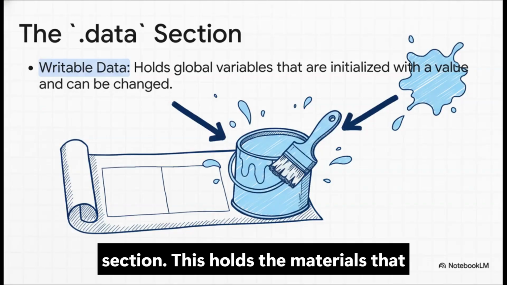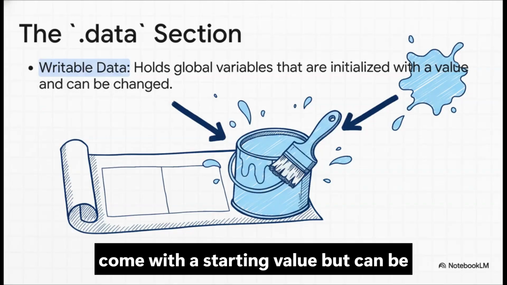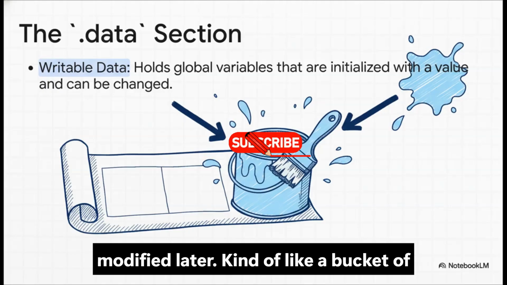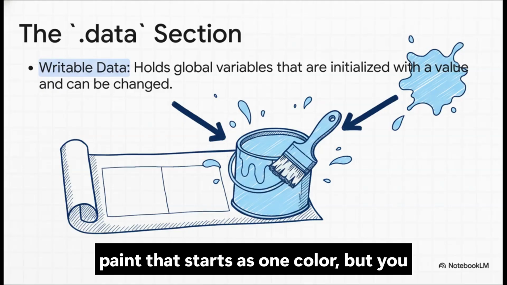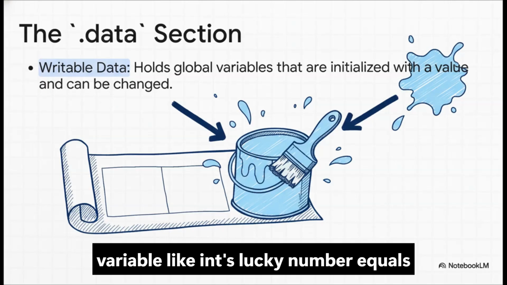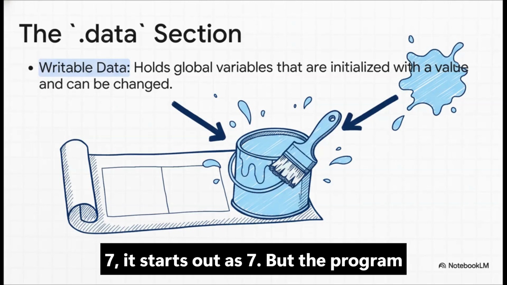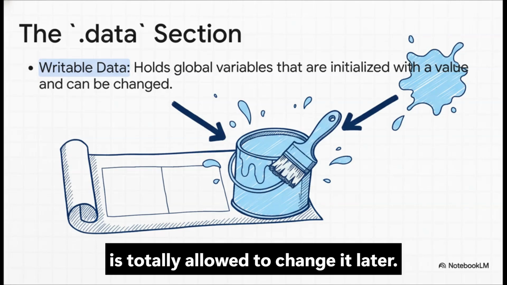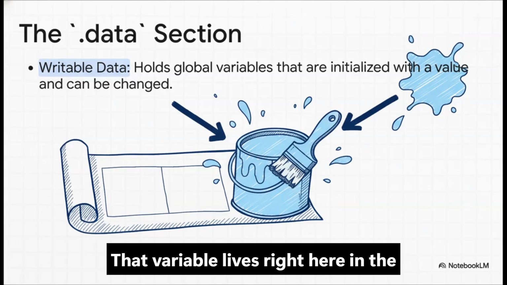This holds the materials that come with a starting value but can be modified later. Kind of like a bucket of paint that starts as one color but you can mix stuff into. If our program has a variable like int lucky_number = 7, it starts out as 7, but the program is totally allowed to change it later. That variable lives right here in the data section.